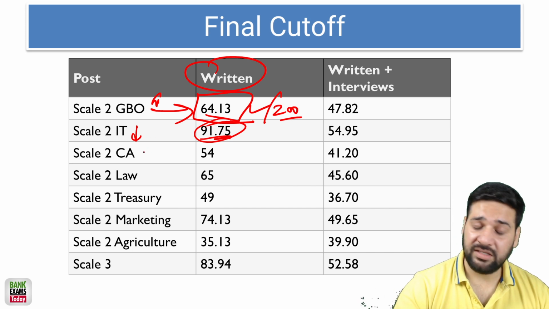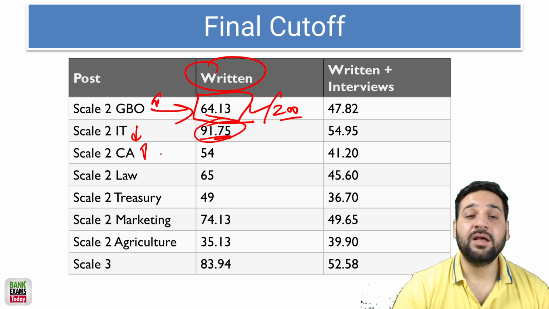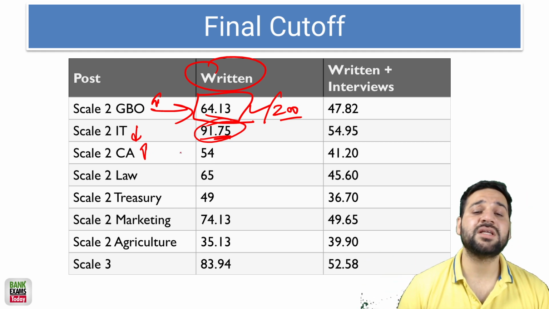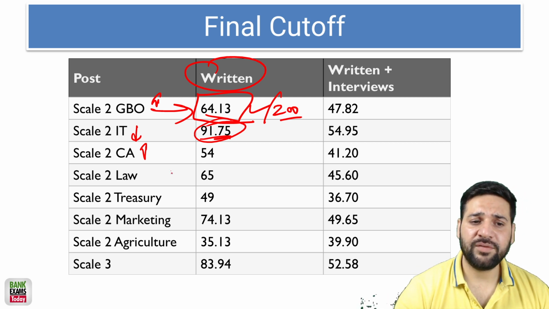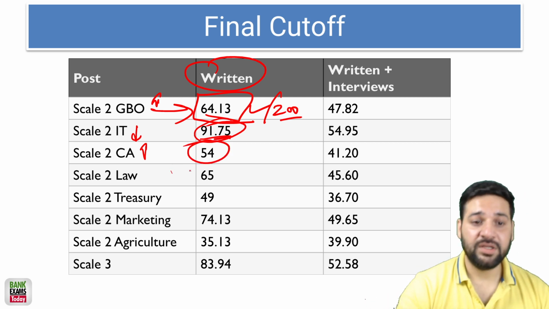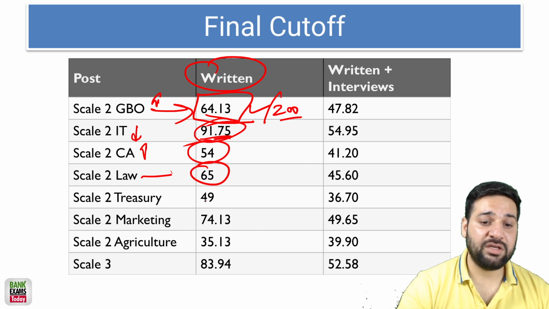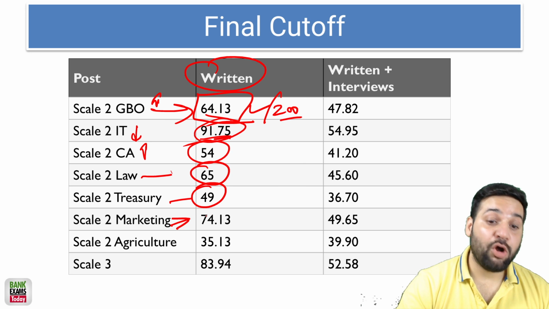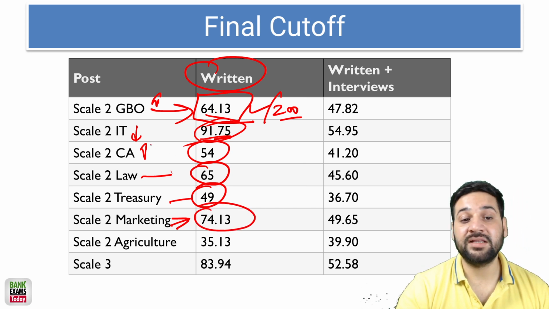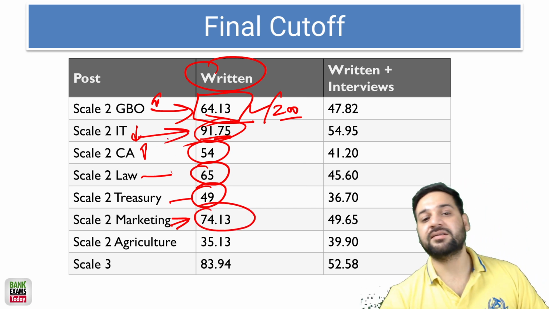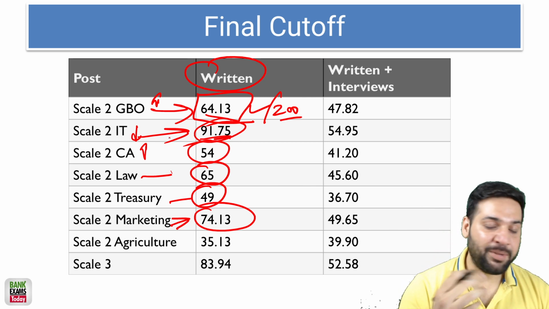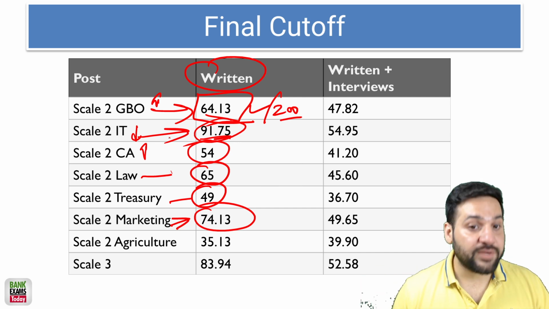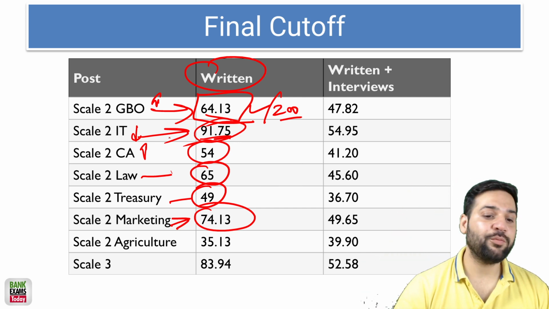Even in the CA students perform really well, but the number of candidates is not that much. Cutoff is like 54, very low cutoff. Even in the law, the cutoff is 65. Treasury 49, there aren't many students. Marketing, a lot of students are there. See, in the IT, the maximum number of candidates are there, but the vacancies are not there. In the GBO, a lot of candidates are there, but a lot of vacancies are there. That is why the cutoff did not go that high.